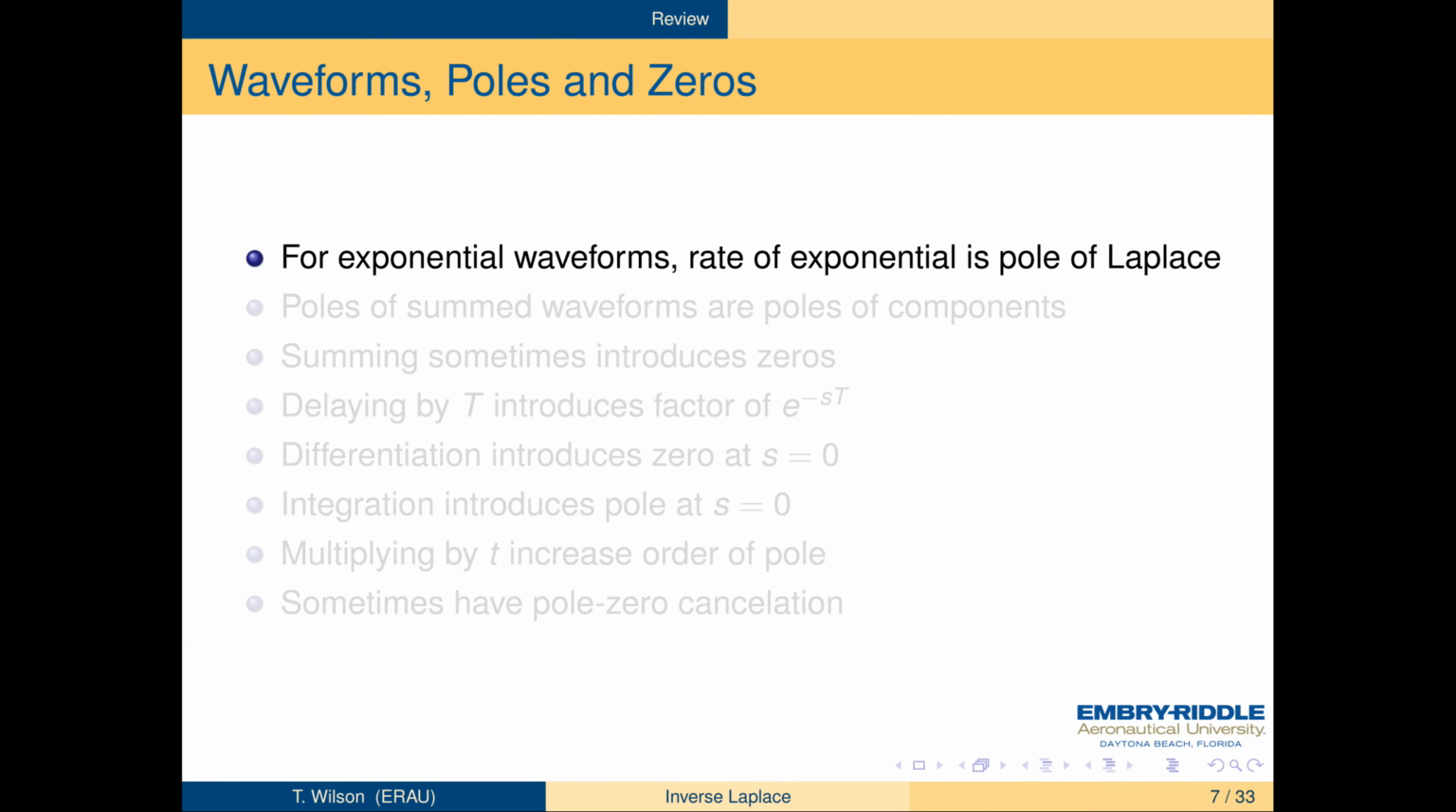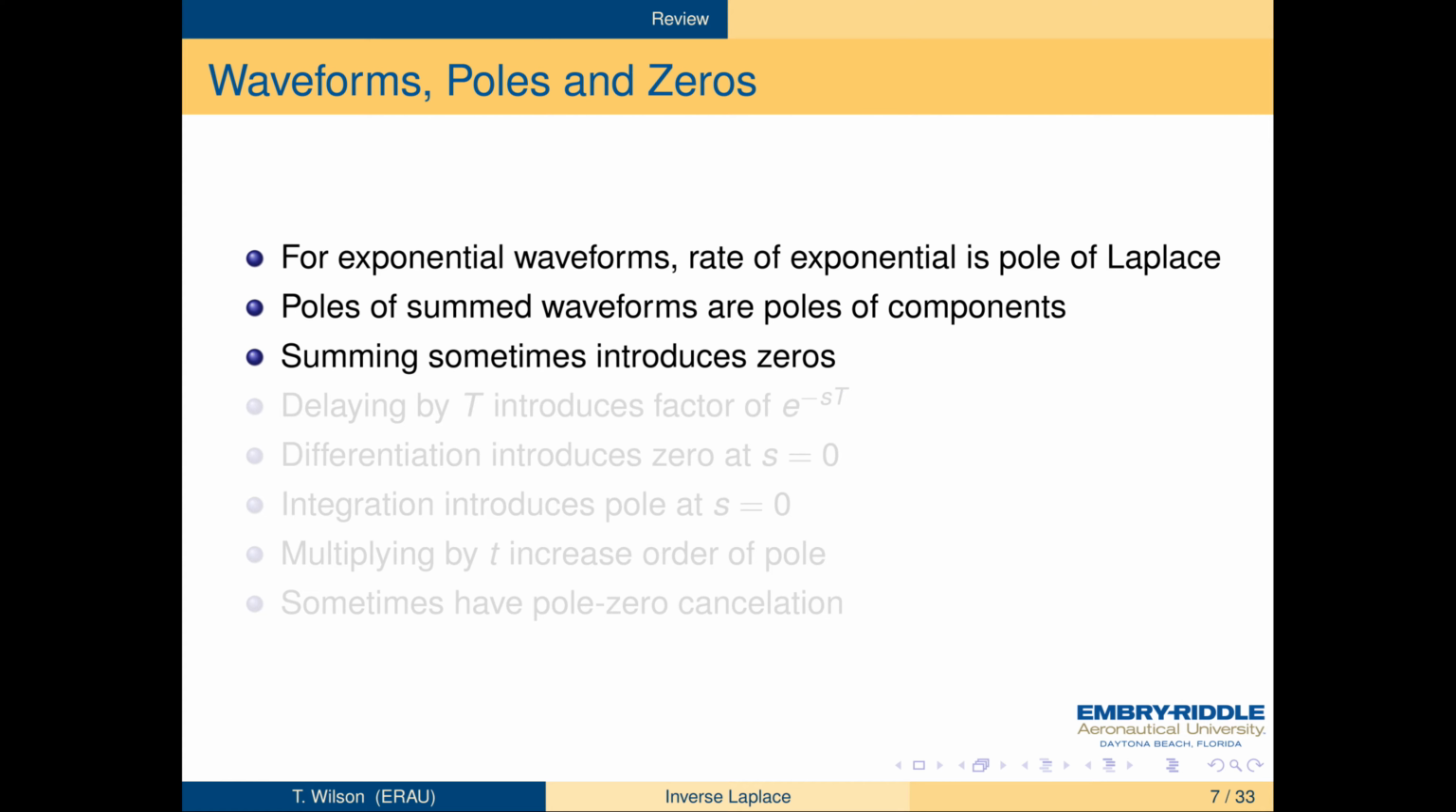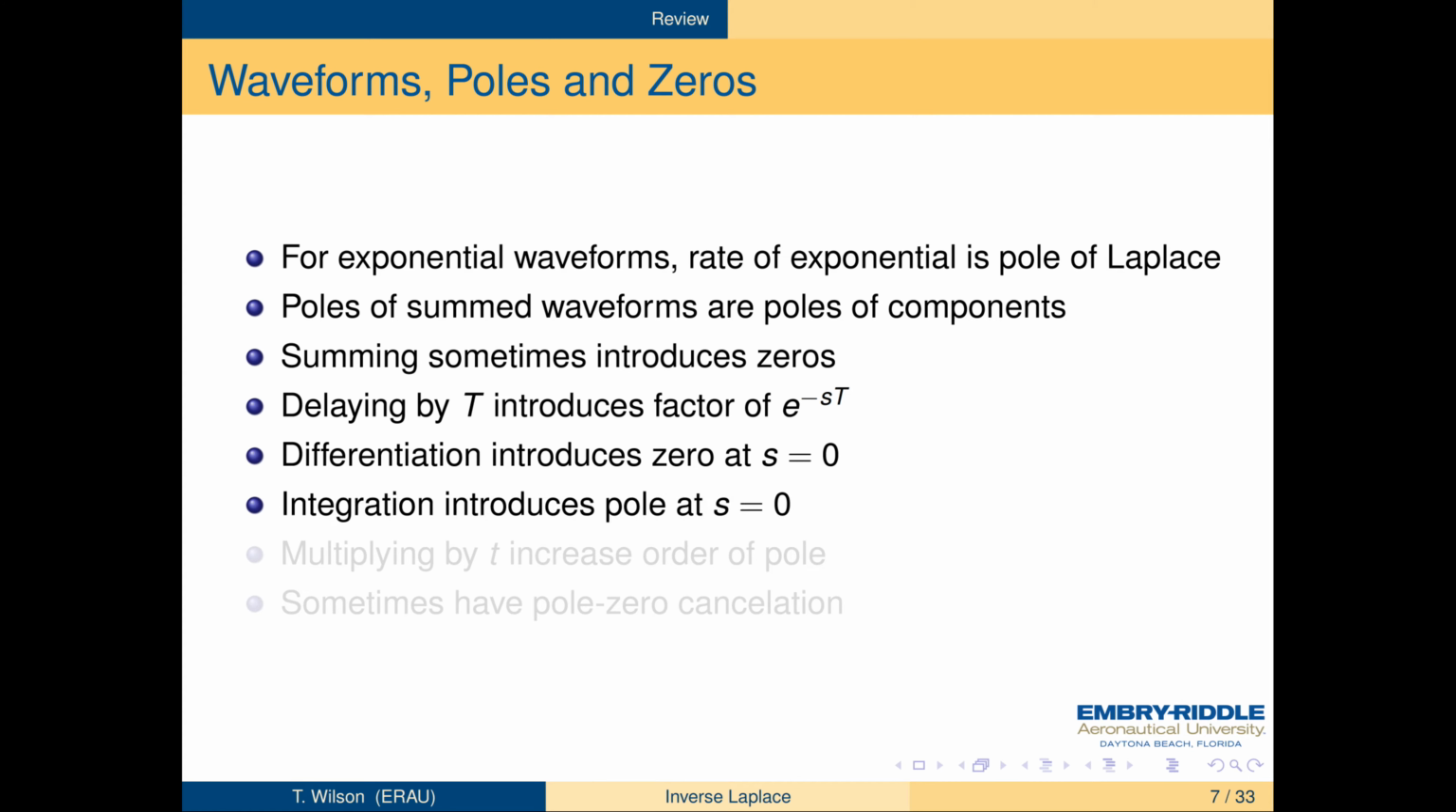There were a number of takeaway messages from the first set of transforms and properties, including the correspondence between an exponential rate of decay or growth and the location of the Laplace transform pole, how the poles of the summed waveforms were the poles of the components, how adding waveforms together sometimes introduced zeros into the Laplace transform, how delaying a waveform introduced powers of e to the minus s, how differentiating introduced a zero at s equals 0, how integrating introduced a pole at s equals 0, how multiplying by t introduced another pole at the location of the existing poles, and how a pole and zero at the same location can sometimes cancel each other out.